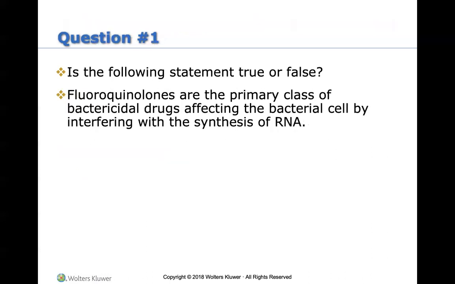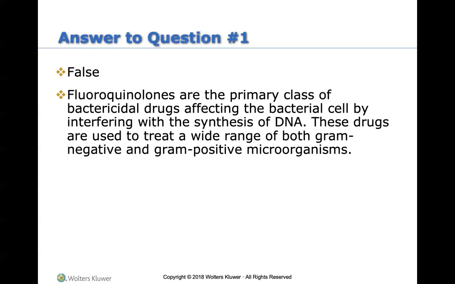Okay. Here are your true false questions, and I'll pause to give you some time to think about it. Fluoroquinolones are the primary class of bactericidal drugs that affect the bacterial cell by interfering with the synthesis of RNA. True or false? And that is false. Remember, these interfere with the synthesis of DNA, and they treat both gram-negative and gram-positive microorganisms. That not only makes them special, but that's really important for you to know.